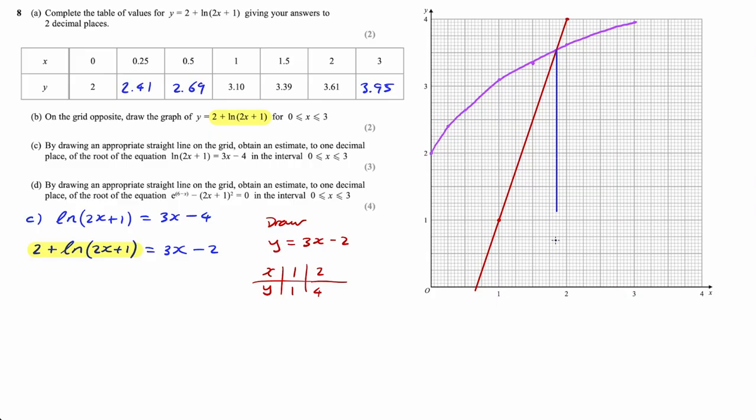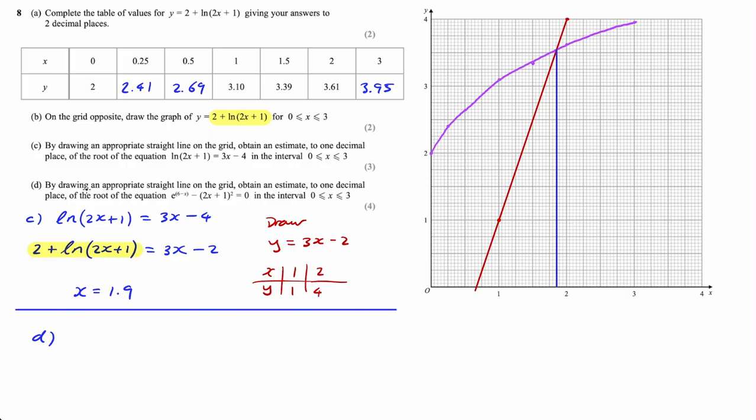So let's go straight down to here. He says to 1 decimal place, so that's 1.5, 6, 7, 8, 9, 1.9. The mark scheme says accept x equals 1.8 or 1.9. I'm going to go with 1.9. That's the solution. Okay, part D. Let's do it here.